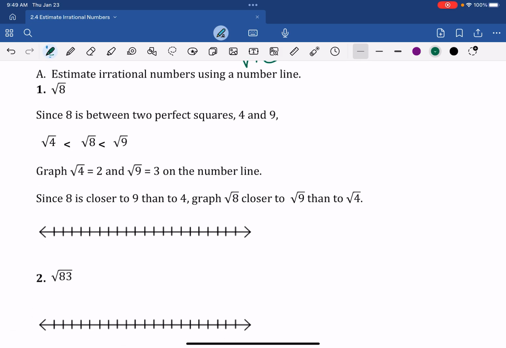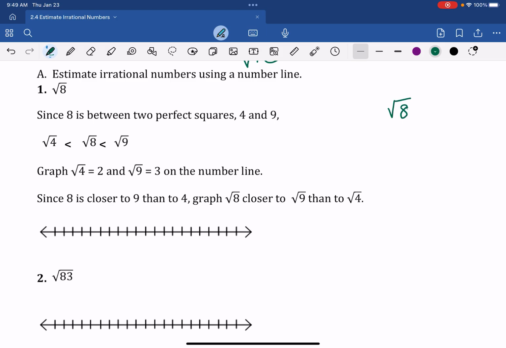So if you look at your perfect squares chart, the square root of 8 falls in between two perfect squares, the square root of 4 and the square root of 9. You know that the square root of 4 is 2 and the square root of 9 is 3. So you know that your decimal has to be somewhere in between 2 and 3. Now 8 is closer to 9, so your decimal is going to be closer to 3. Right now we're just guessing, that decimal is going to be about 2.9, let's say, because 2.9 is in between 2 and 3, but it's closer to 3. So then on our number line, I'm going to graph that.